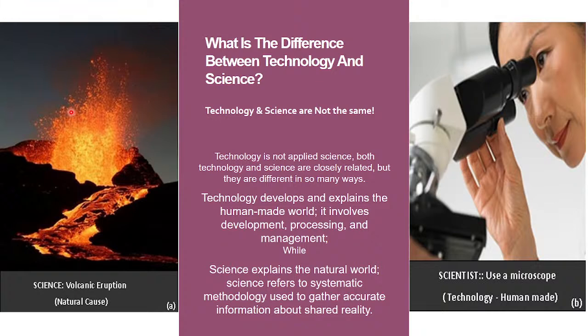That's what science does. So now, if science is explaining nature and technology is developing the human mind and then explaining it, technology is concerned with developing the human mind, and what is being developed, the human mind, processing it, managing it. Science is just about gathering accurate information, and science wants to make sure that the accurate information is taken into consideration by the world, or by certain people, for that identical thing to be proven.